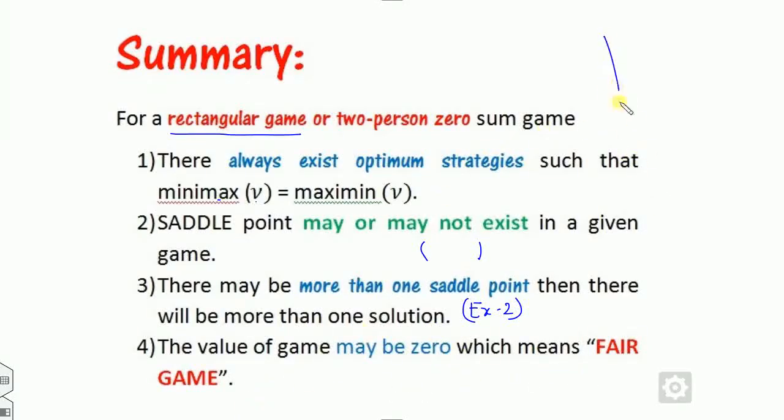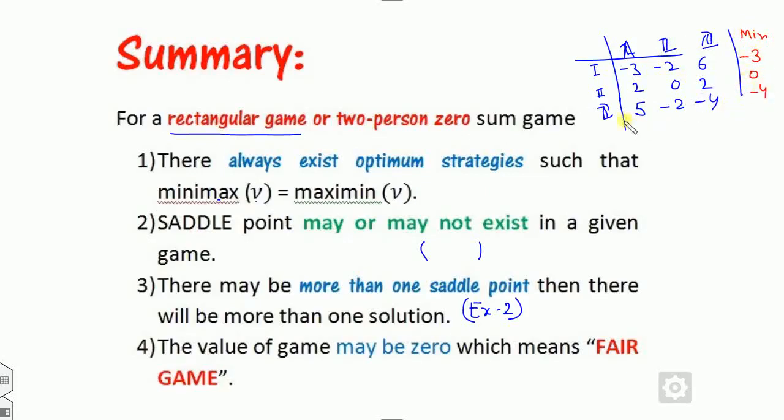So you can see that these are the values: -3, -2, -6, 2, 0, 2, 5, -2, and -4. These are my 3 strategies for player A and 3 strategies for player B. What is the minimum of this line? It is -3. This is 0. The minimum is -4. What is the maximum of this? It is 5. This is 0, 6. Since we took the minimum, the maximum value is 5, and the minimum of the maximums is 6. Now look at that. The saddle point exists and the value of the game is 0. And if the value of the game is 0, then we call this a fair game.